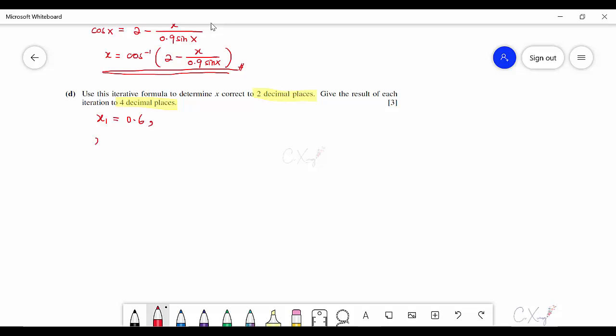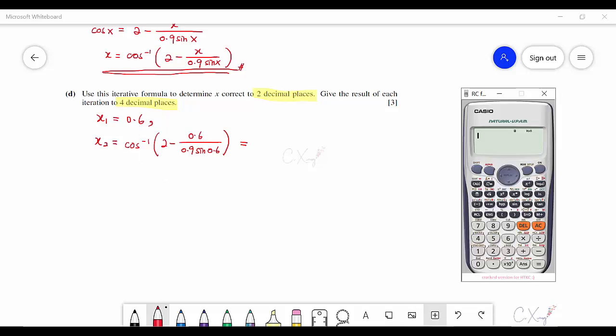So what is my x2? To get x2, you need to substitute x equals 0.6 into the iterative formula in part C. Which means you have to substitute inside the cos inverse of (2 minus 0.6) divided by 0.9 sine 0.6. Then by using the calculator, you try to get the answer.